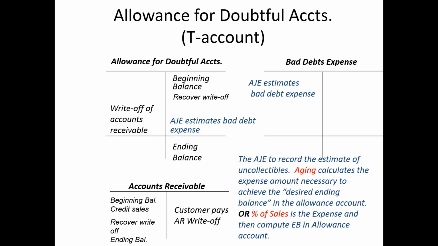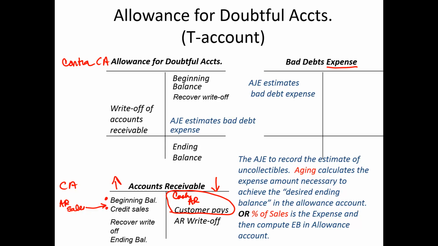Let's take a look at the anatomy of the accounts, specifically the contra asset account, allowance for doubtful accounts, uncollectible accounts, or bad debts, the current asset account, accounts receivable, and bad debt expense. We know that accounts receivable has a beginning balance at the first of the year. It's increased when we debit it when we have credit sales, meaning we debit accounts receivable and we credit sales. We know that when a customer pays, we debit cash and we credit accounts receivable, which makes accounts receivable go down.